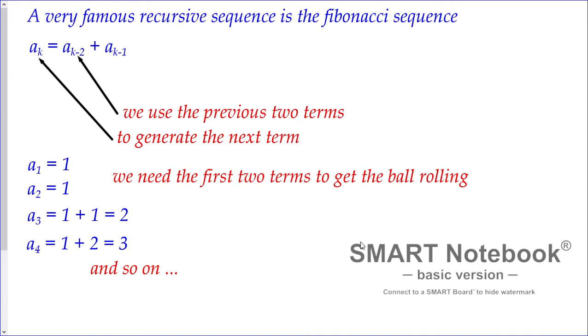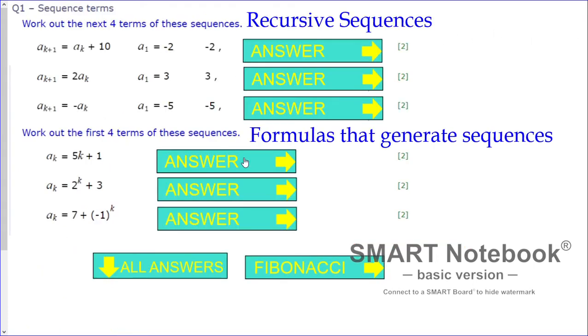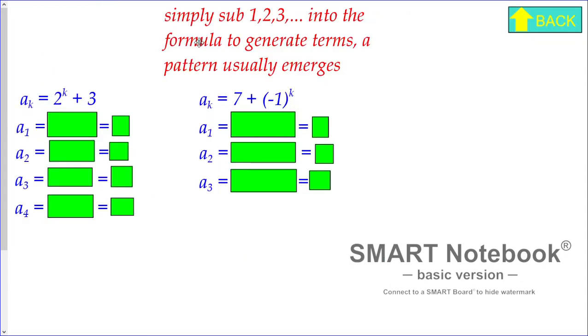Let's go back now. Alright. Now, there's other ways. There's nth term formulas that also generate sequences. So let's do a couple of these answers. For the nth term formulas, you simply have to substitute 1, 2, 3, etc. into the formula, and it will generate the terms. Usually a pattern emerges. Let's find out if a pattern is going to emerge.